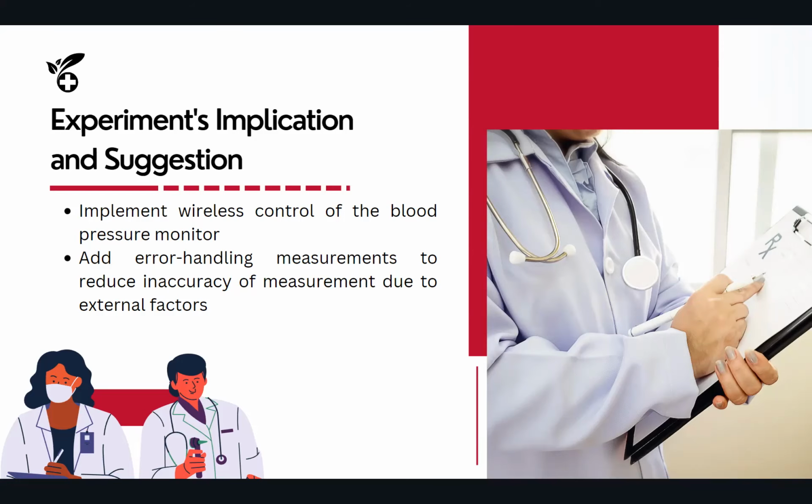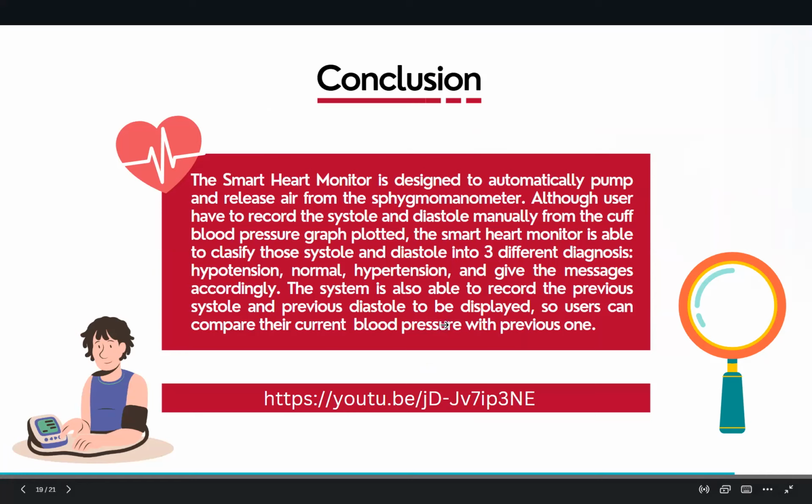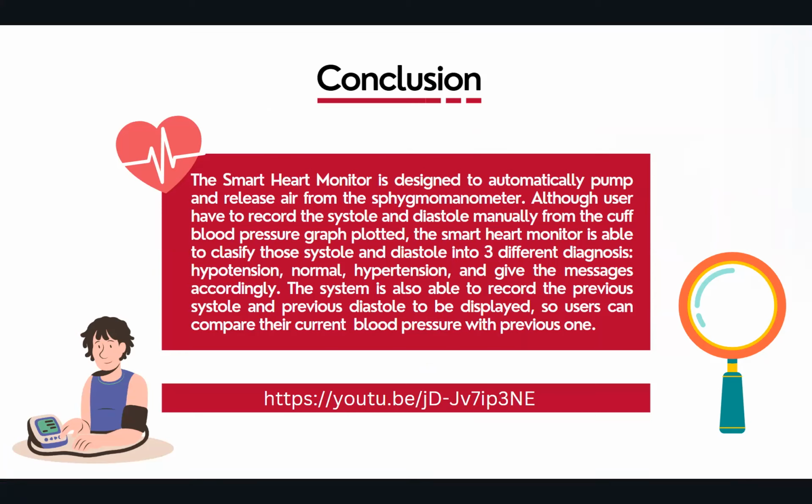In conclusion, the smart heart monitor is designed to automatically pump and release air from the sphygmomanometer. Although users have to do the recording manually, it is smart enough to classify the systole and diastole into three different diagnoses, which are hypotension, normal, and hypertension, and give messages accordingly. The system is also able to record previous systole and diastole obtained from previous recordings, such that the user may compare the current one with the previous one.